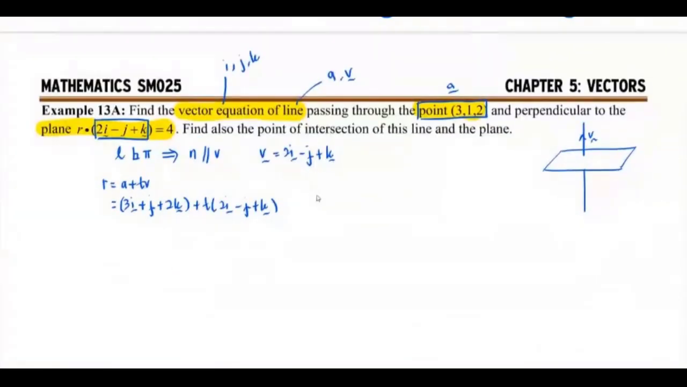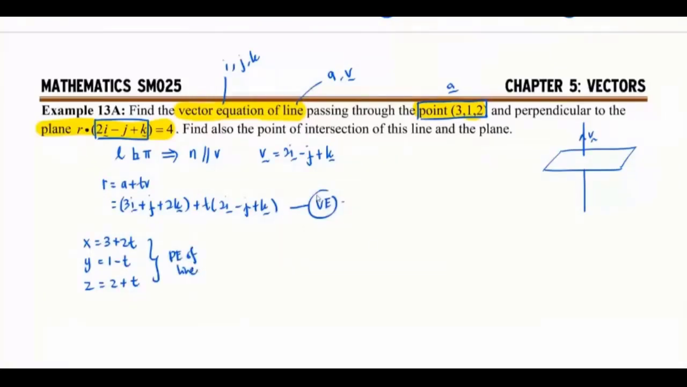Okay. So we have found the vector equation of line. Now we have to find the point of intersection of this line and plane. So it means you have to change from vector equation to be Cartesian first. Parametric first. So for the parametric equation of line, we're gonna have x equal to 3 plus 2t, y equal to 1 minus t, z equal to 2 plus t. Okay, so this is the parametric of line.